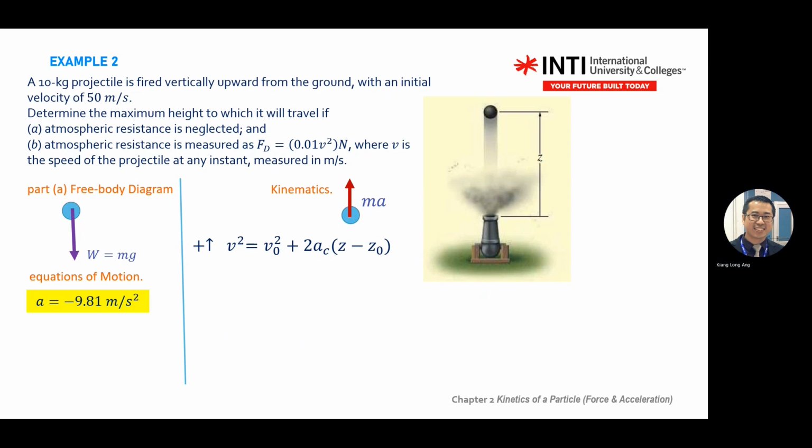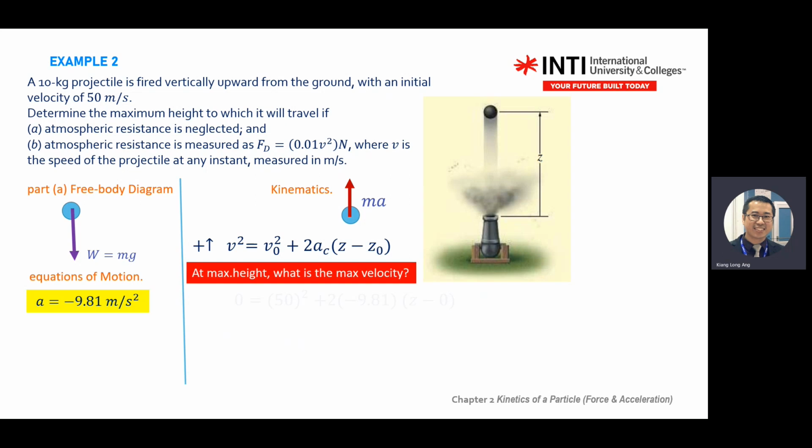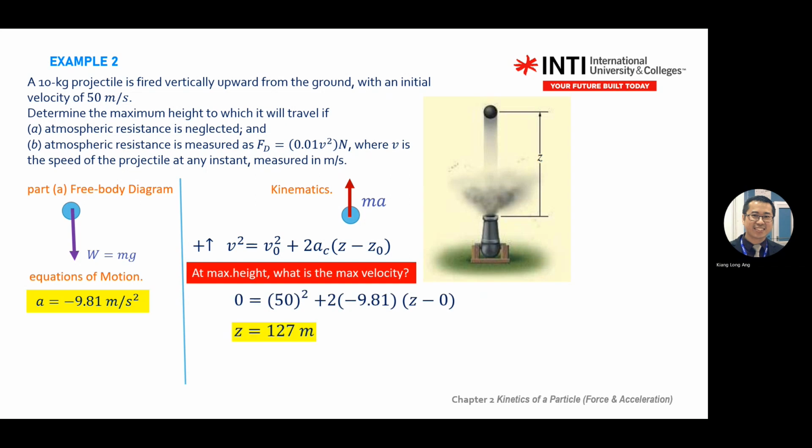Maximum height, v is 0. Initial velocity was given as 50. Acceleration was found just now. You want to find z minus z0, with reference z0 equal to 0. There's only one unknown, so you can find it yourself. Okay.